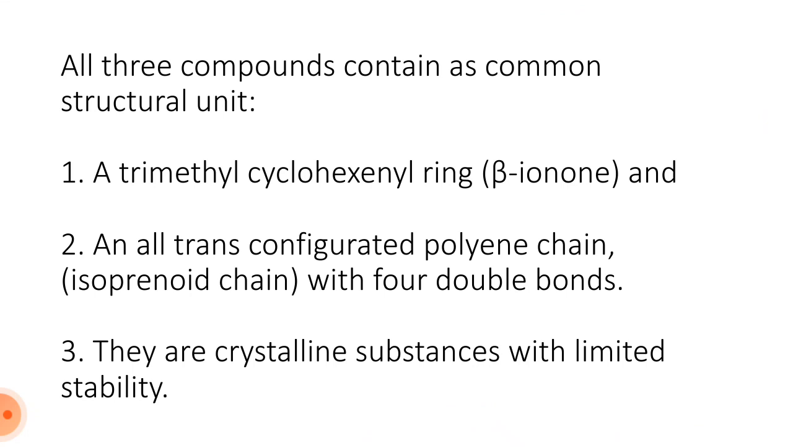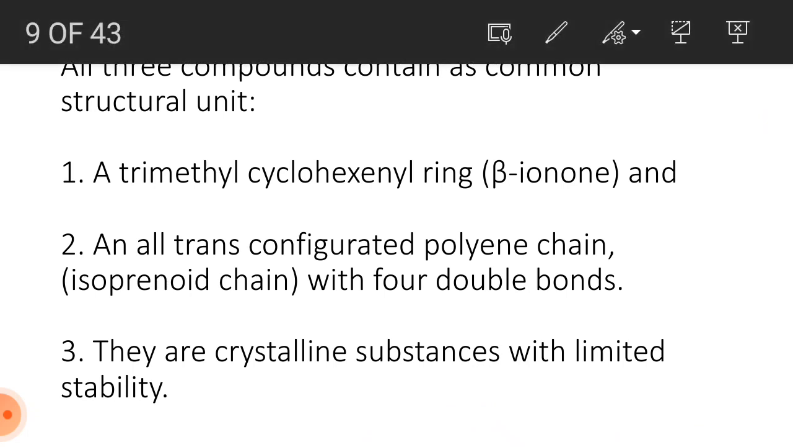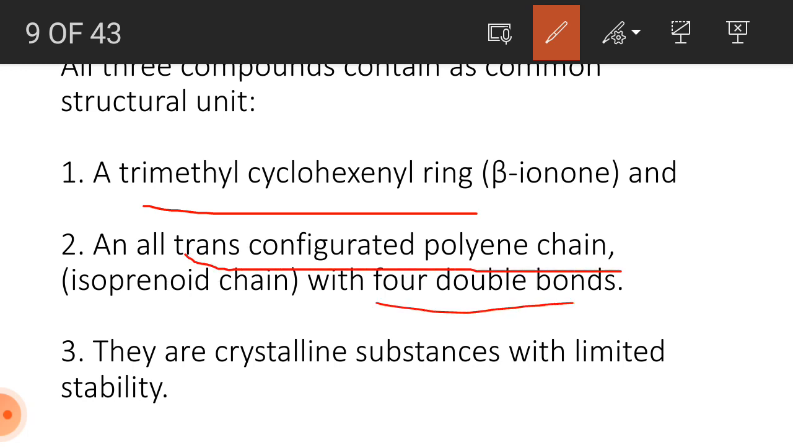All the three compounds contain as common structural unit a trimethyl cyclohexanyl ring, an all-trans configurated polyene chain with 4 double bonds, and they are crystalline substances with limited stability. The trimethyl cyclohexanyl ring is beta-ionone.